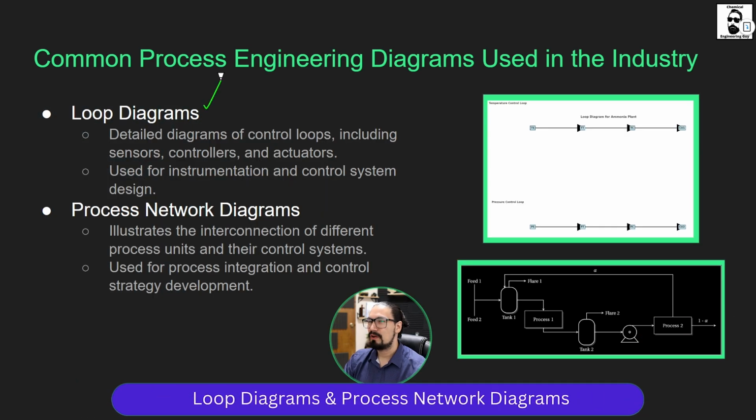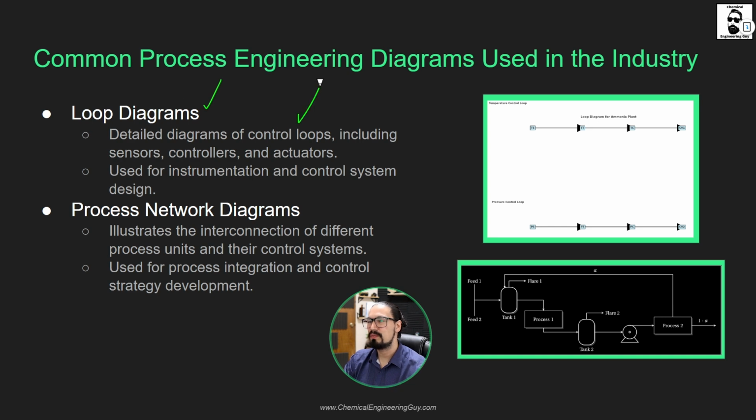Loop diagrams, guys, we're going to see those later on, but as you can imagine, these are essentially diagrams that show you the logic behind the control loop. And I don't want to get that technical right now, but essentially we're going to be covering how the sensor is working, the transmitter, the controllers, the actuators, and eventually the logic behind that control system.